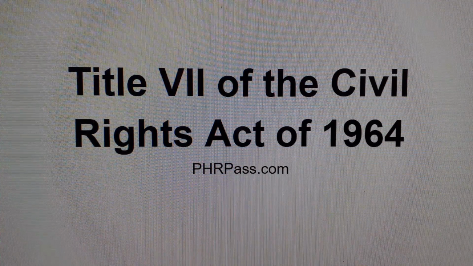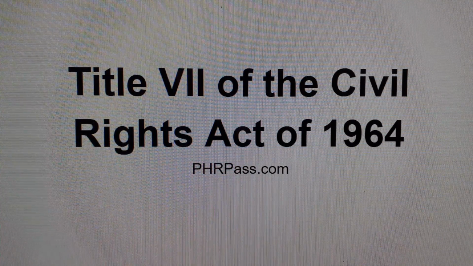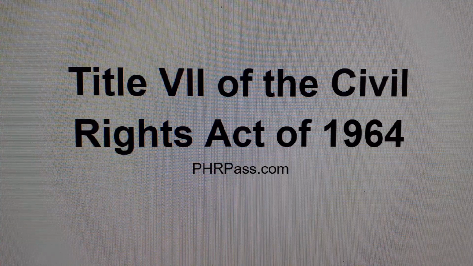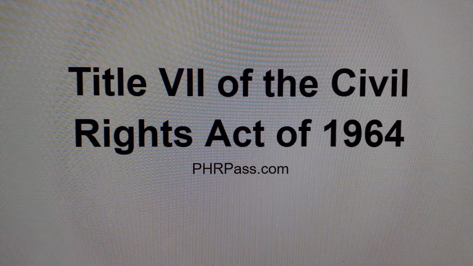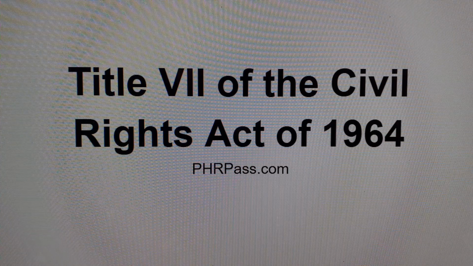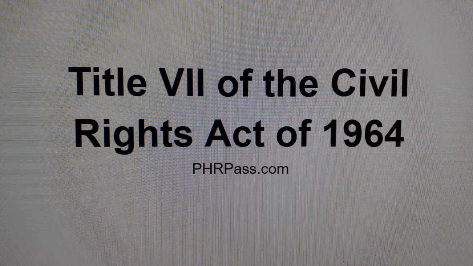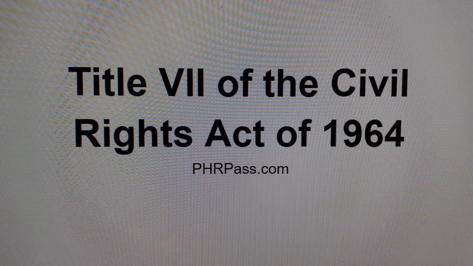Race, color, sex, creed, and age are now protected classes. Title VII of the Civil Rights Act of 1964 prohibits discrimination based on race, color, religion, sex, or national origin.